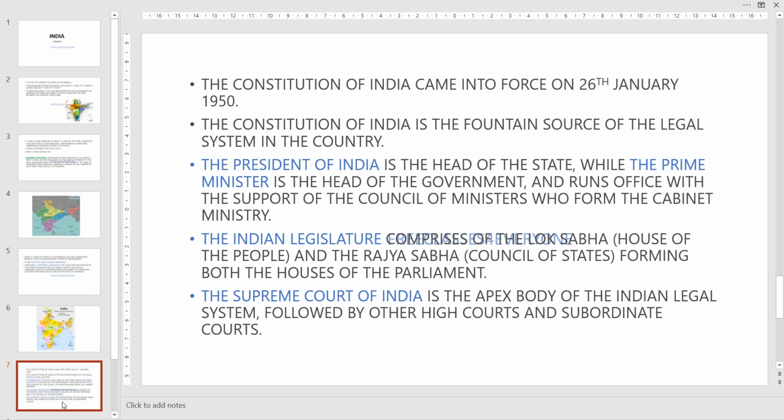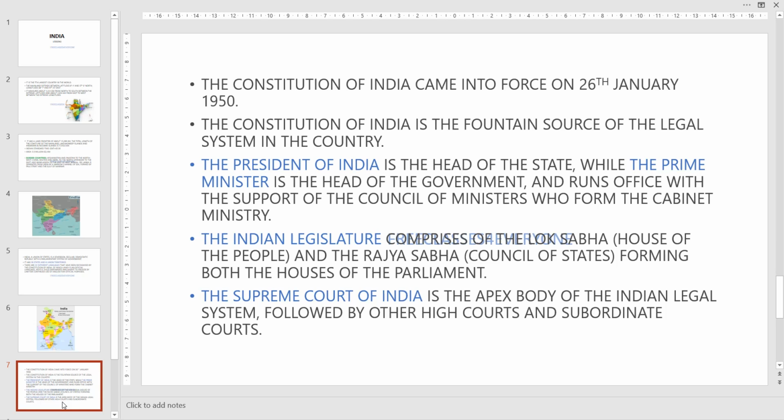Now, there will be 3 main branches: executive, judiciary and legislature. Okay, if we consider the executive branch, the President of India is the head of the state. Okay, and the Prime Minister of India is the head of the government. You shouldn't get confused in these things. The head of the state is the President of India, and the head of the government is the Prime Minister of the country.